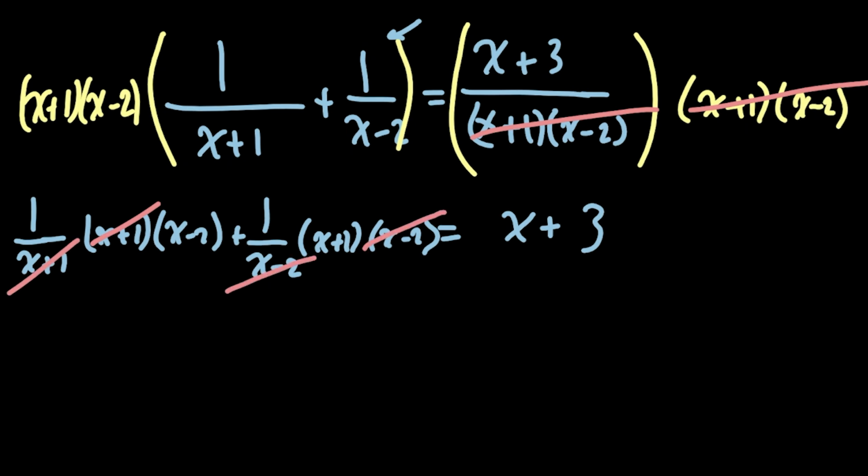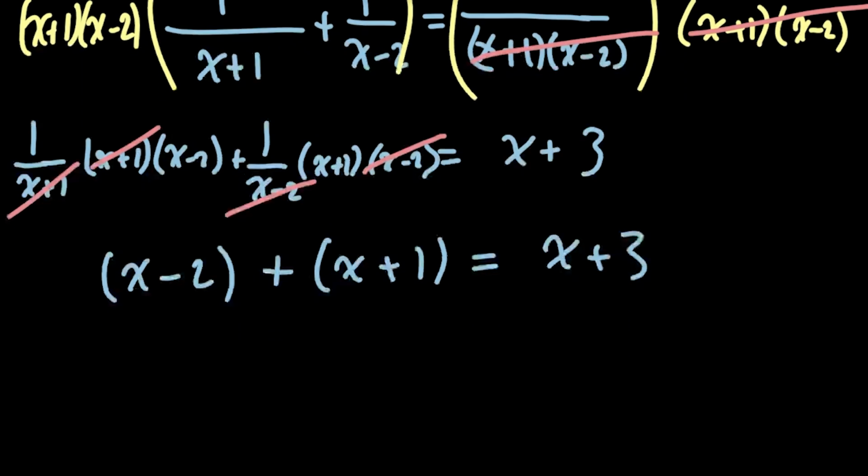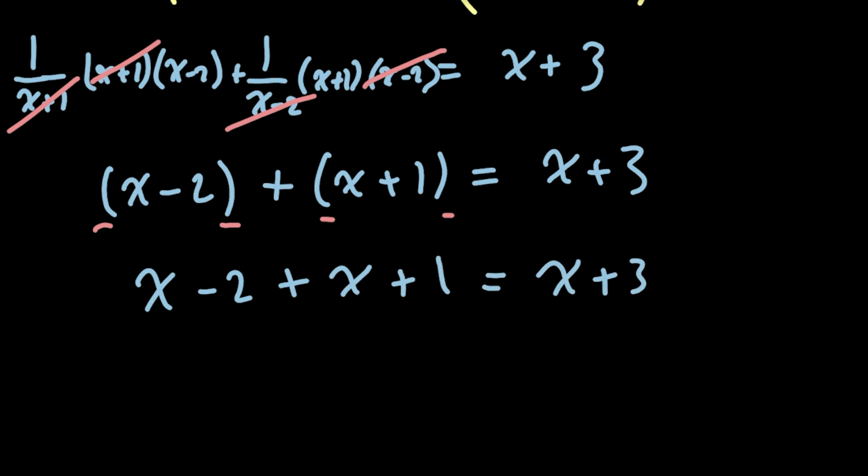This part and this part would be removed. So the remaining part would be x minus 2 plus x plus 1 would equal x plus 3. Now there is no need for these brackets, so we'll remove them. So we'll have x minus 2 plus x plus 1, that would equal x plus 3.